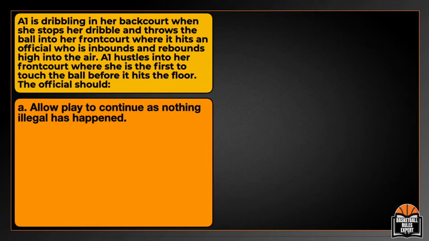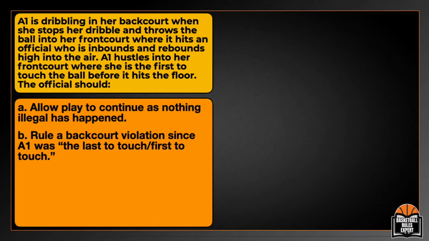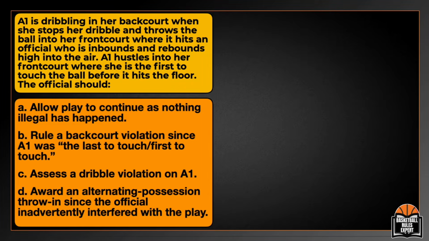A, allow the play to continue as nothing illegal has happened. B, rule a backcourt violation since A1 was the last to touch, first to touch. C, assess a dribble violation on A1. Or D, award an alternating possession throw-in since the official inadvertently interfered with the play.